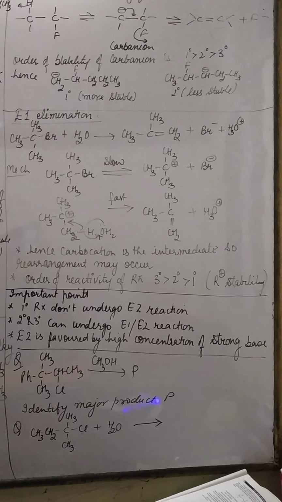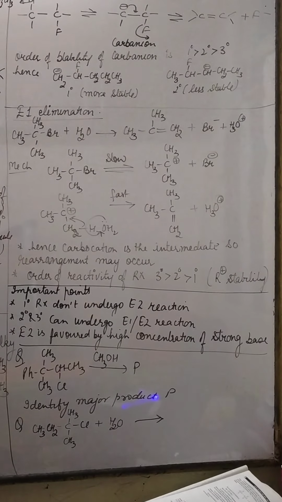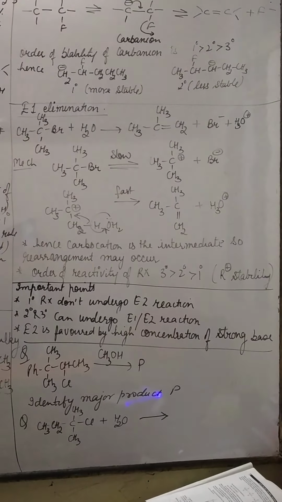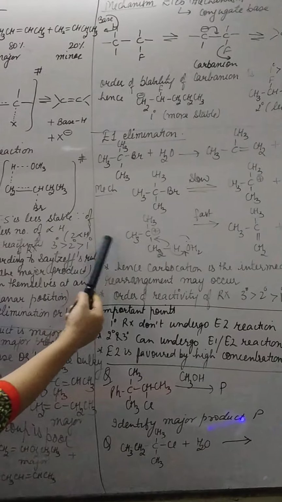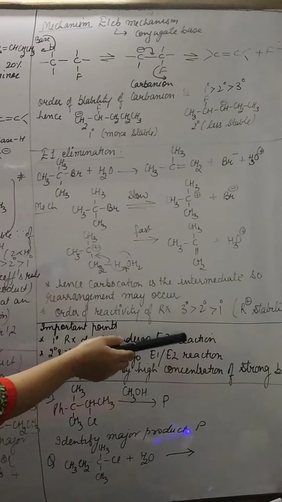Hence carbocation is an intermediate, therefore carbocations may undergo rearrangement, and we'll be discussing carbocation rearrangement in our next video. Because carbocation stability is 3 degree greater than 2 degree greater than 1 degree, the order of reactivity of alkyl halides follows the same order. So here it is important: unlike nucleophilic substitution, both E1 and E2 have the same reactivity, 3 degree greater than 2 degree greater than 1 degree, while SN2 involves 1 degree greater than 2 degree greater than 3 degree.